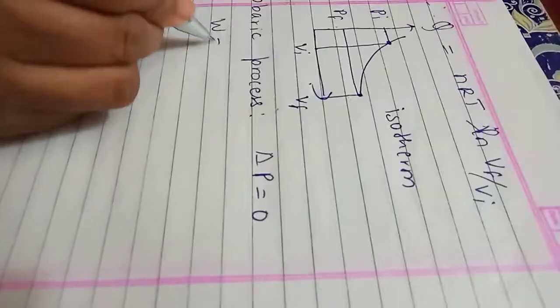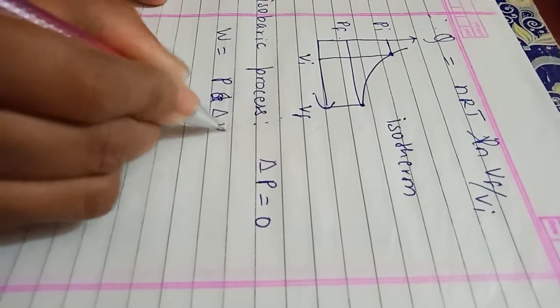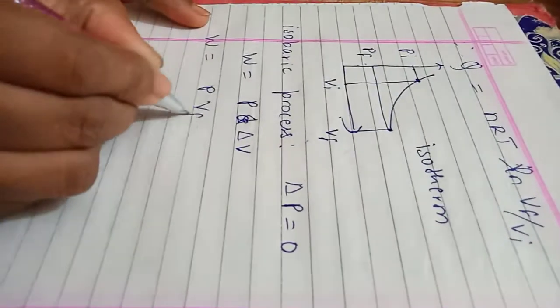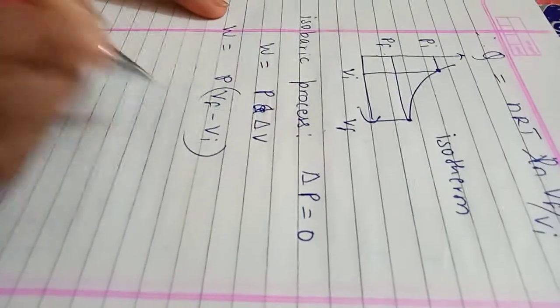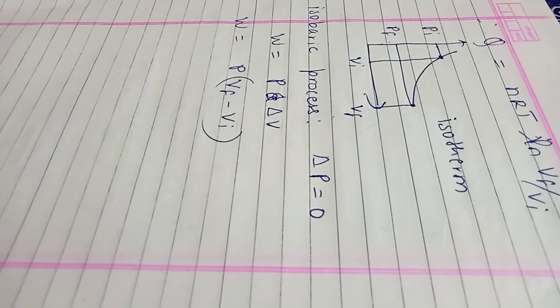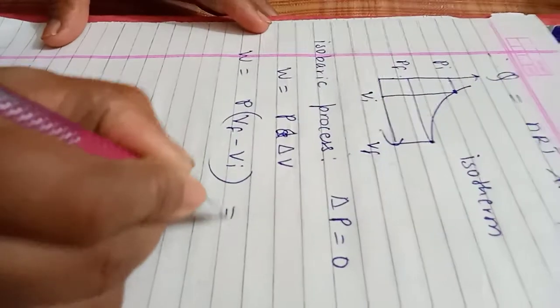What about the work done? P into change in volume. What is that? P delta V, final volume minus the initial volume during the expansion of the gas. Because you are maintaining the pressure constant, but there is no control over the volume, hence work done will not be zero.